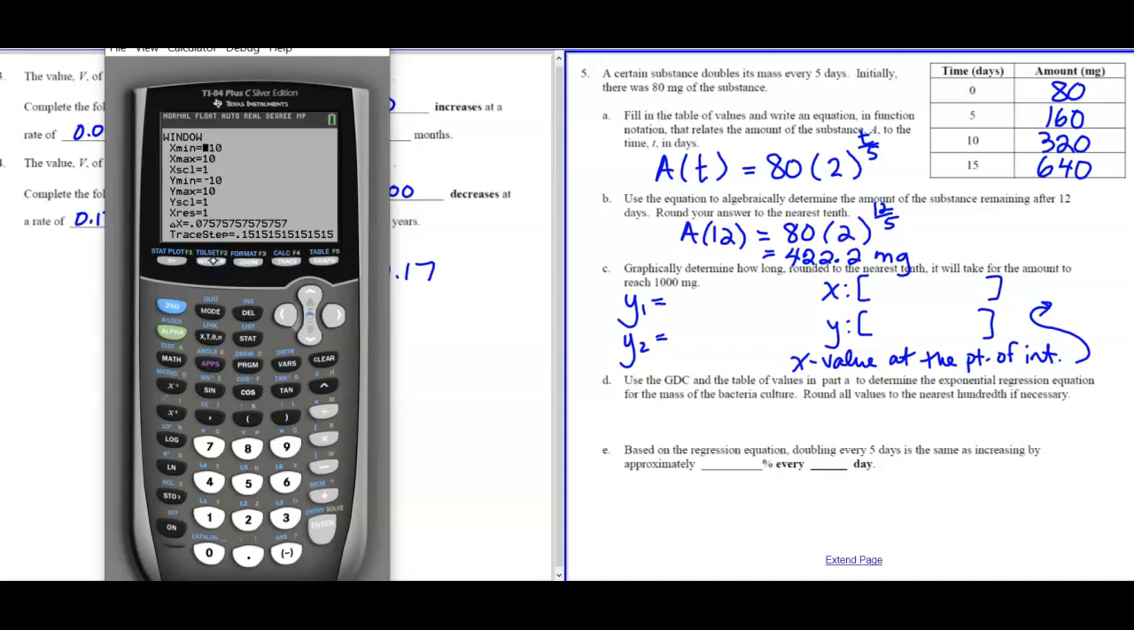It's not going to be negative, so 0 for x. Obviously, it has to be bigger than 15 days, but it's going to double, right? So it's not going to be more than 20. So you could go, if you want to show from time 0, I'll maybe go to time 20. Y min 0, and we've got to be up to at least 1,000, so let's go 1,100 to leave a little bit of space. I'll go up by 100.